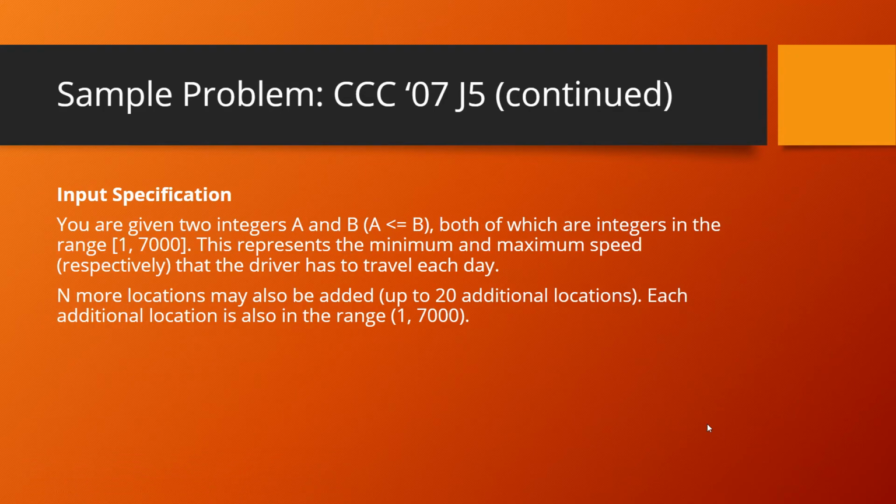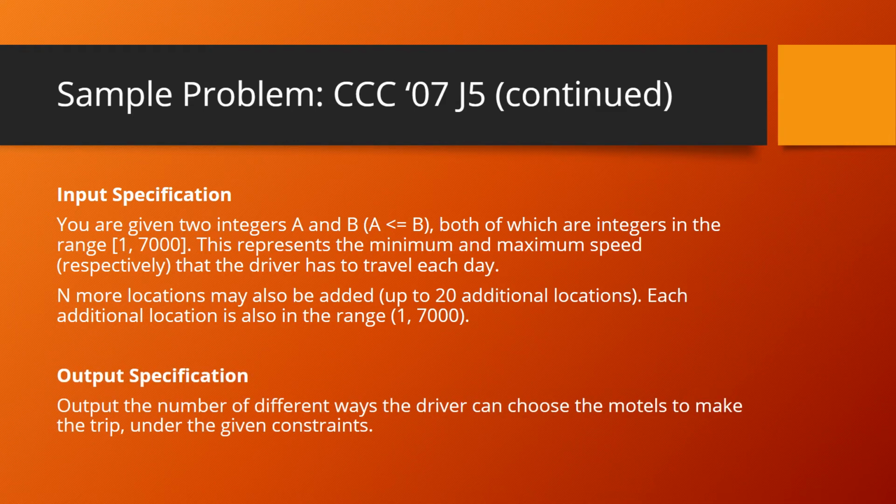Here are the details of the input. You are given two integers, A and B, both of which are in the inclusive range 1 to 7,000. This represents the minimum and maximum distance that the driver has to travel each day. More locations may also be added, and each additional location is in the exclusive range 1 to 7,000. For the output specification, you should output the number of different ways the driver can choose the motels to make the trip under the given constraints.